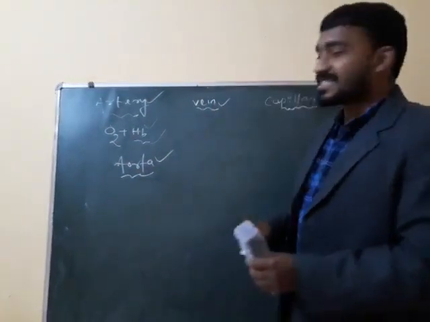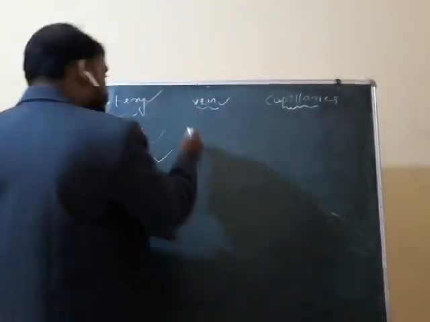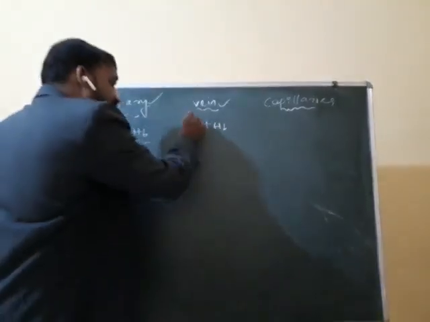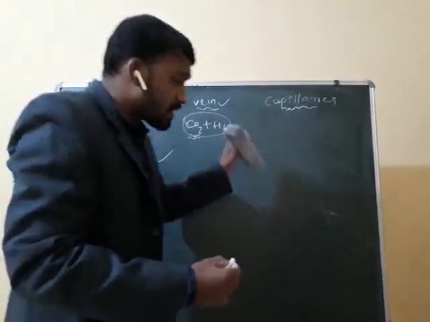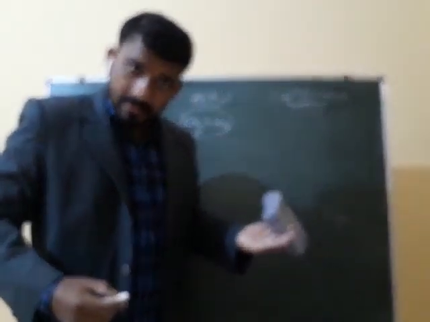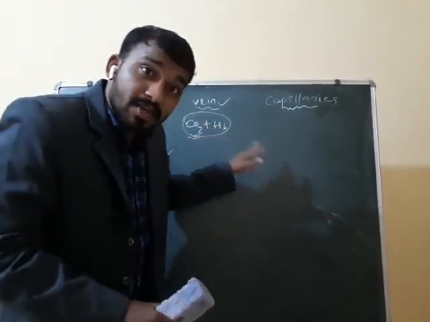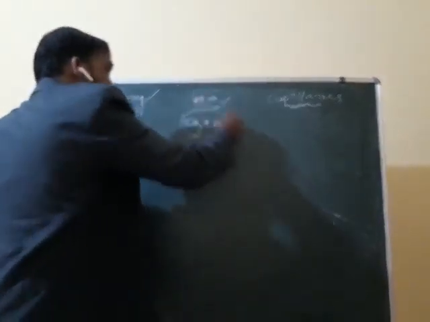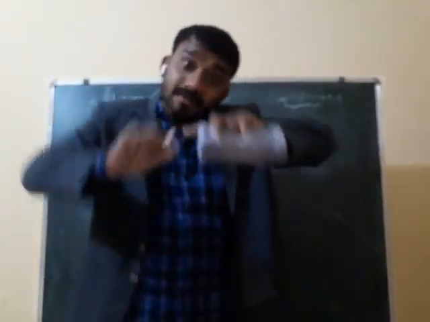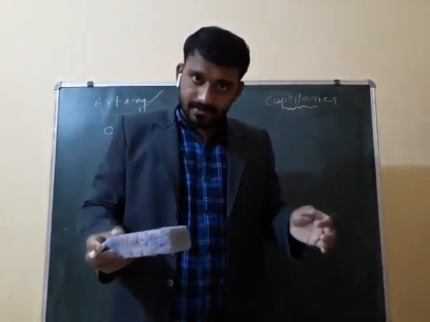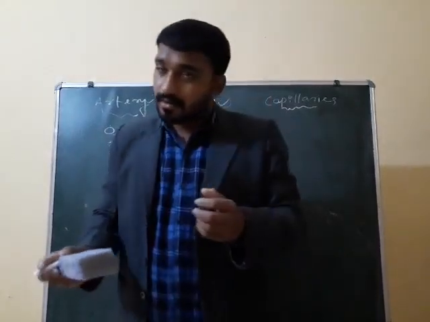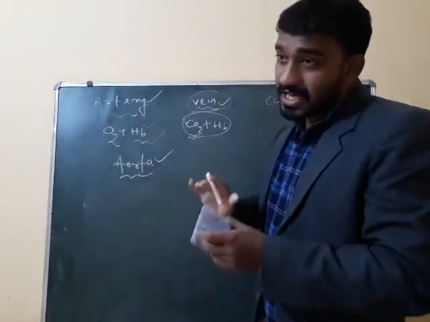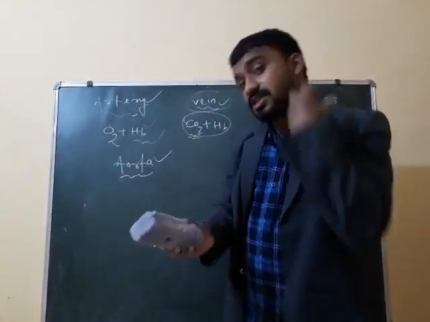whereas veins carry deoxygenated blood. Deoxygenated blood means carbon dioxide containing blood, with other waste materials also. When carbon dioxide mixes with hemoglobin, it becomes carbaminohemoglobin, because hemoglobin mixed with carbon dioxide. And veins carry deoxygenated blood from each and every part of the body towards the heart. First one, artery carries oxygenated blood from the heart to each and every part of the body, whereas veins carry deoxygenated blood from each and every part to the heart.